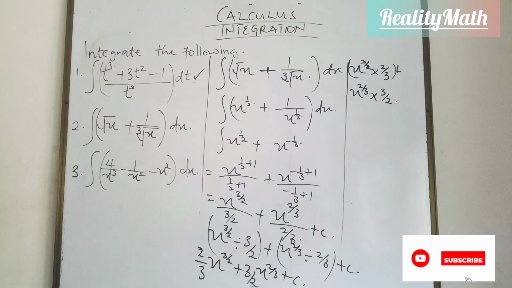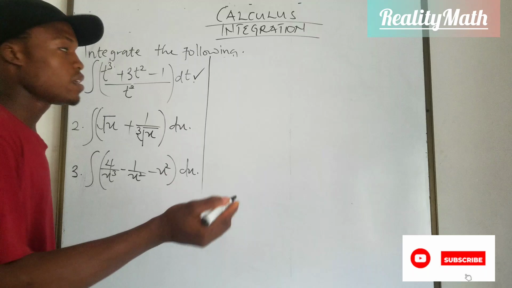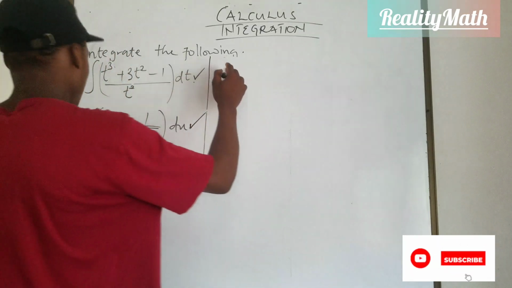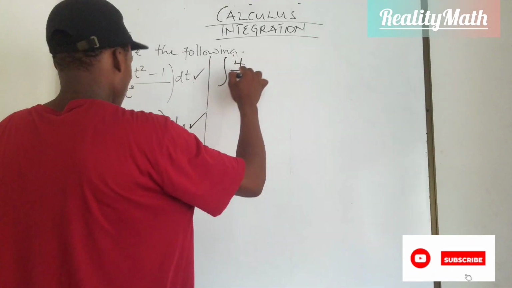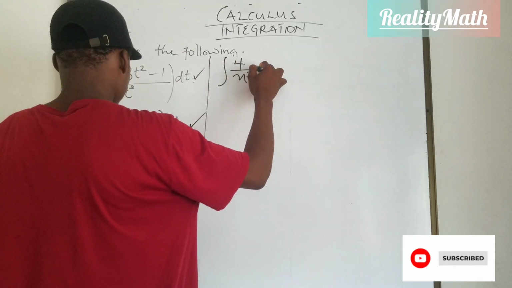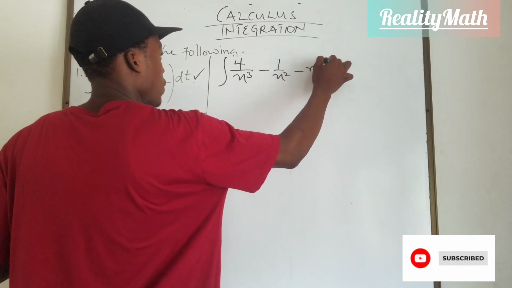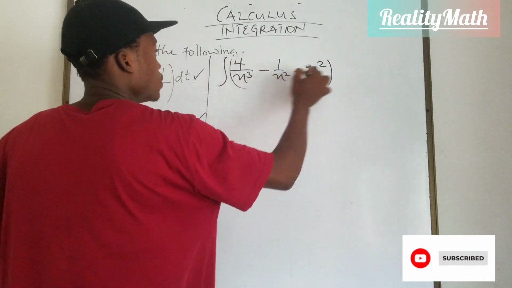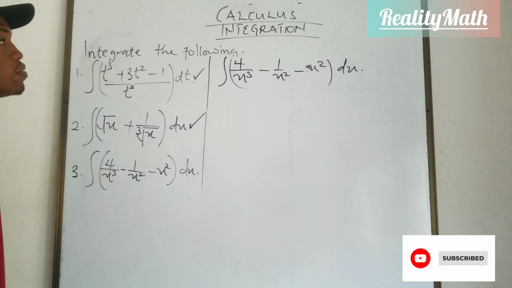Let's see the third one. Alright, so we are just done integrating the second one. Let's see the third one, which is the integral. Integrate 4 on x cubed minus 1 on x squared minus x squared. Alright, let me put my x well. So what do we have?